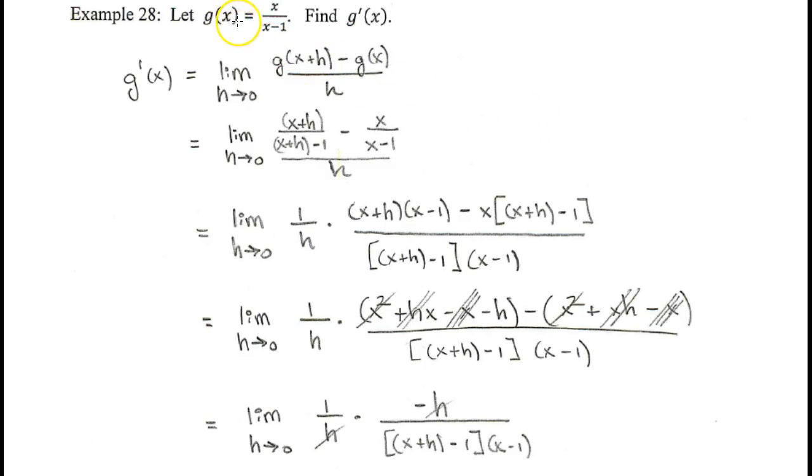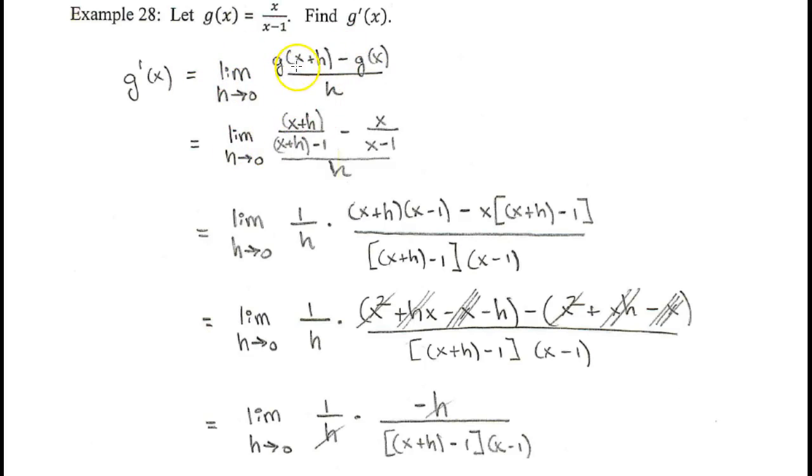So our function g of x is x over x minus 1, and we want to find g prime of x. So remember, we drop back to the definition. g prime of x is equal to the limit as h approaches 0 of g of x plus h minus g of x, all divided by h. Okay, so that's just the definition of the derivative.